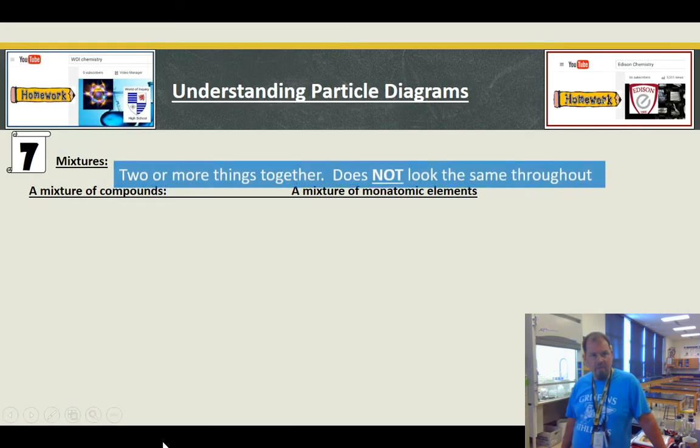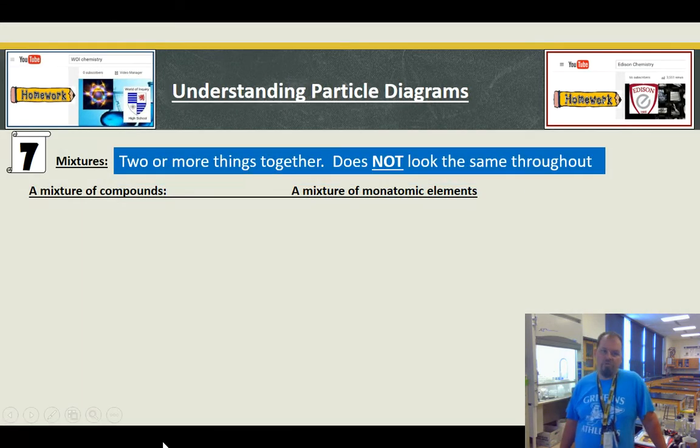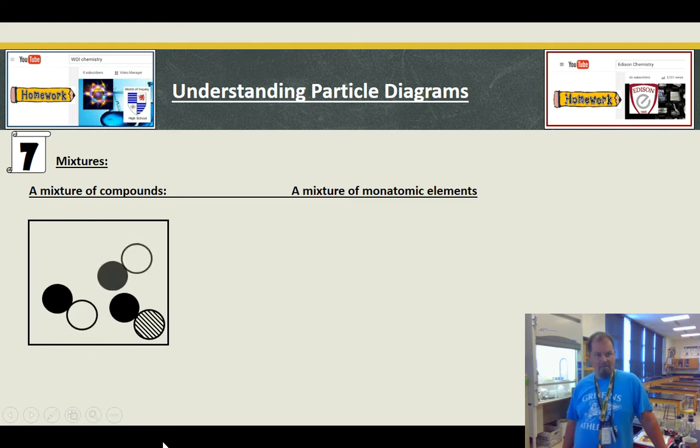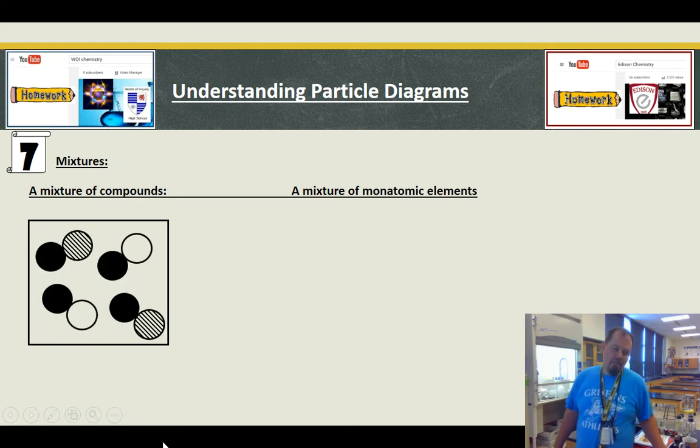Now let's get into mixtures. A mixture is, just like it sounds, 2 or more things together. It does not look the same throughout. That's specifically a heterogeneous mixture, by the way. So a mixture of compounds. That means 2 different compounds. So I have this compound and I have that compound. You can draw them similar to that, or you can differentiate them in your own way, to be honest with you. As long as 2 of them are the same and 2 of them are the same, but together those 2 different things are different. So you can see that that's how it is here. I have 2 that are the same. I have 2 that are also the same but different than the original 2.